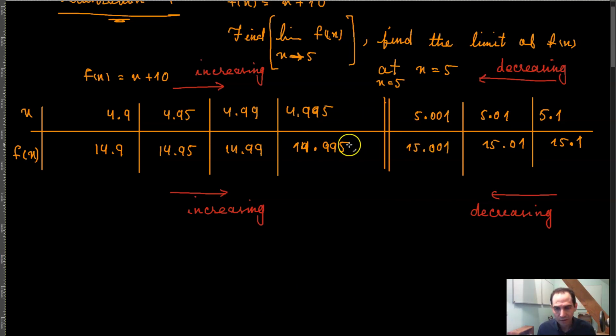And so based on this, I can say that as I'm moving towards the values of x is equal to 5 from the left hand side, the values of the function are tending towards 15. As I'm getting closer and closer to 5 from the right hand side, the values of the function are tending towards 15.